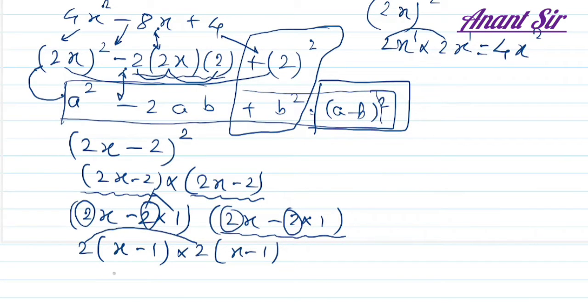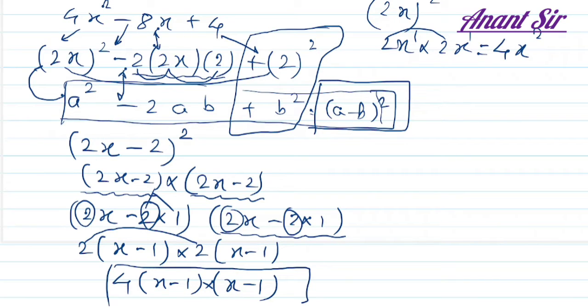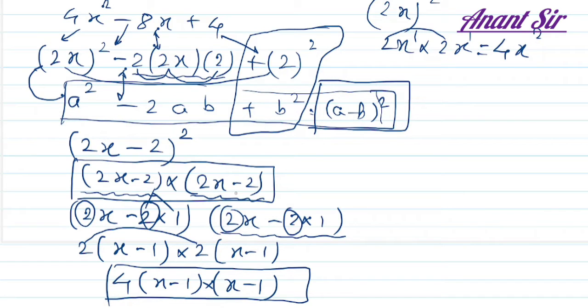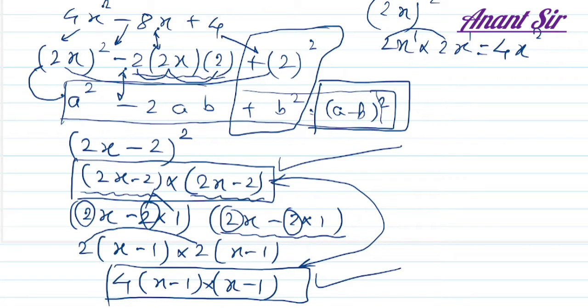So now what is the answer that we get? 2 times of 2 is 4, and it is x minus 1 into x minus 1. So you can write this one also as an answer, or you can write the other. If you don't take 2 common, then this will be your answer, and if you take 2 common, then this will be your answer. I think you should take 2 common and write this last term as the final answer. So I hope you have understood the question.